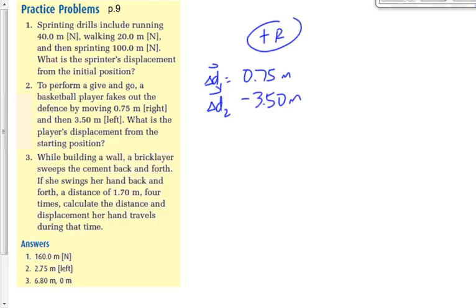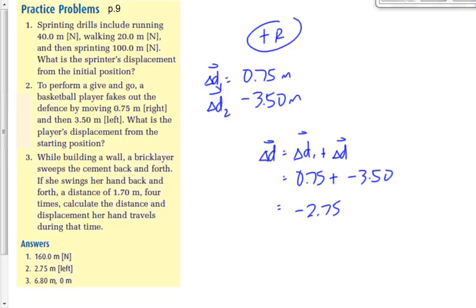Now, maybe not the greatest example here, because in the end, adding these two numbers together is kind of like subtracting, right? 0.75 plus negative 3.50 is going to give me negative 2.75. That's the same thing as subtracting them, right? But it's not always the same thing. So just keep that in your mind, right? Positions, subtract, displacements, add. Sometimes it's going to be the same either way. Sometimes it's not. Positions, subtract, displacements, add.